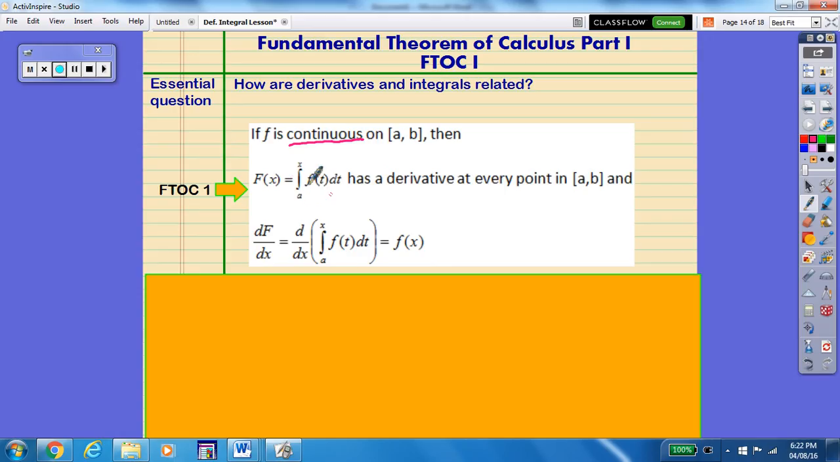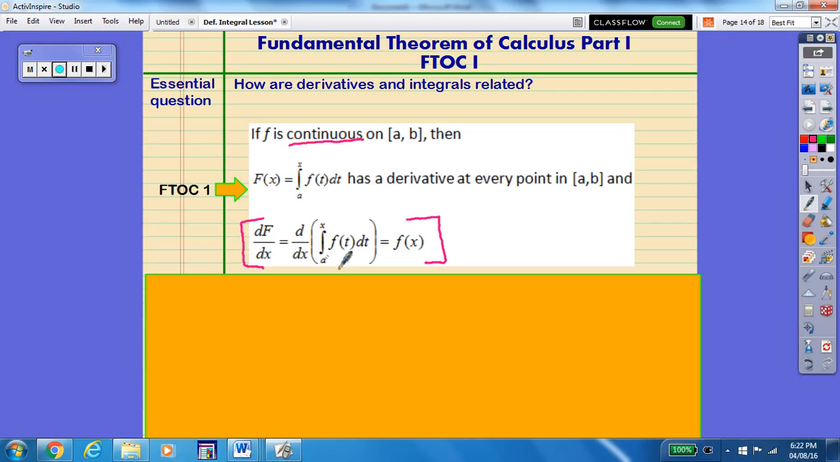So this antiderivative has a derivative at every point in the interval a to b, and this statement is true. And this is the big idea that we're going to be exploring in this video. Now I want to just take a moment and explain what this means. First of all, we have the net area from a to x, or the integral from a to x of the function f of t dt.